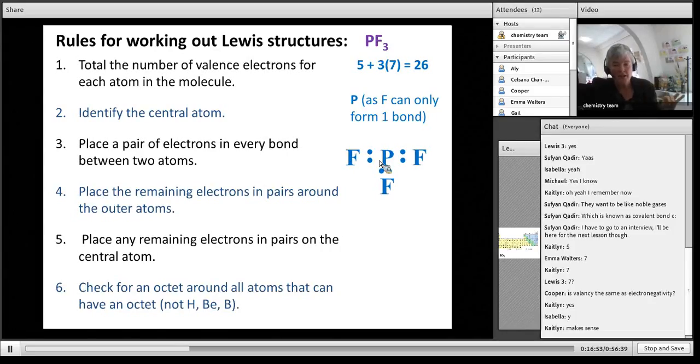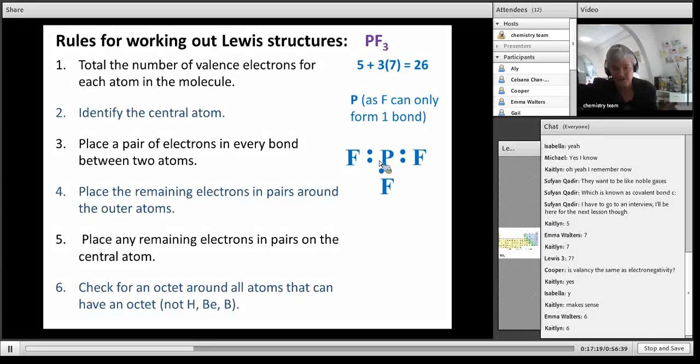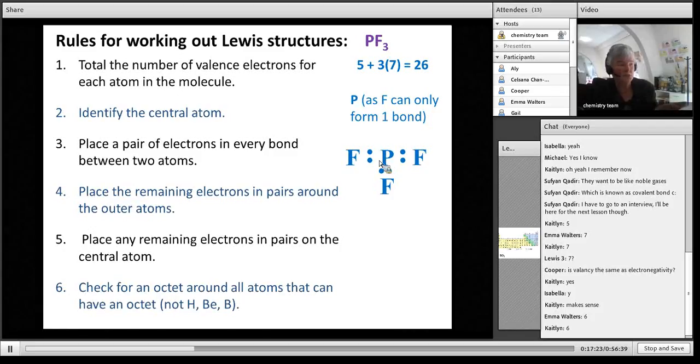Okay, so if I wanted to draw the Lewis structure, I now take from my 26 dots, I arrange a pair between every atom. So I put my phosphorus in, and I've arranged the fluorines around it. Doesn't matter how you arrange it around it, what angles, just put the fluorines around it. And then put a pair of electrons between each P and F. So I've used up now how many electrons of my 26? 6. Right. So I've used up 6 electrons. It means I've got 20 still to arrange.